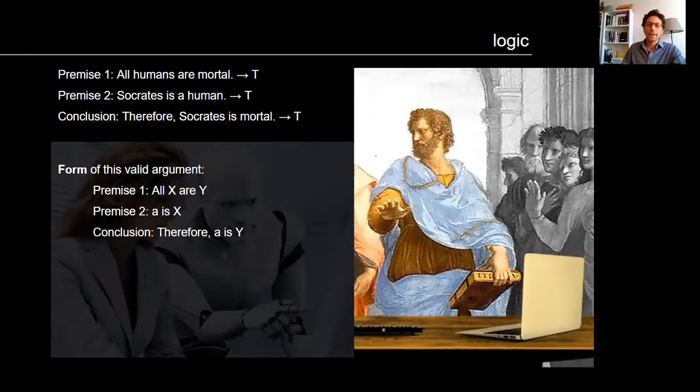So the reason why the argument on the top left is valid is because the form that's shown in the bottom left is valid. In an introductory class for computational thinking, you don't have to know which forms are valid and which are not. I'm just giving you one example of a valid argument form.